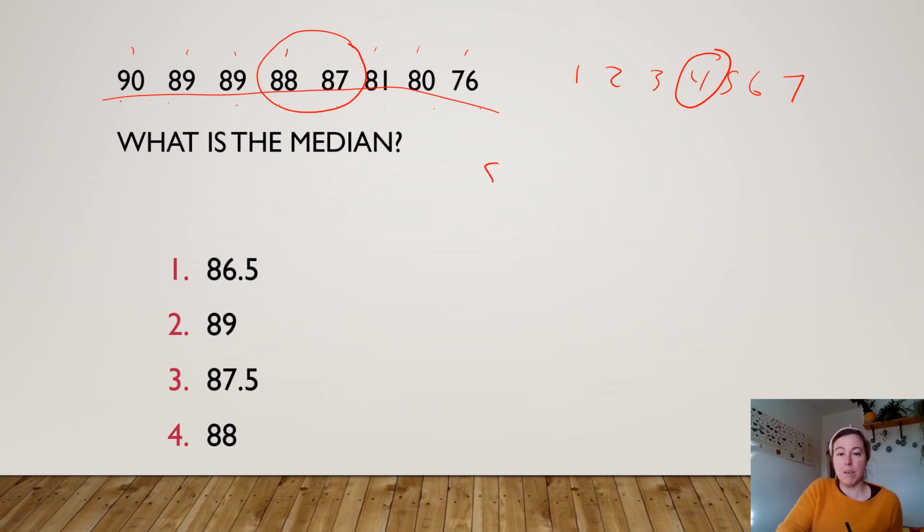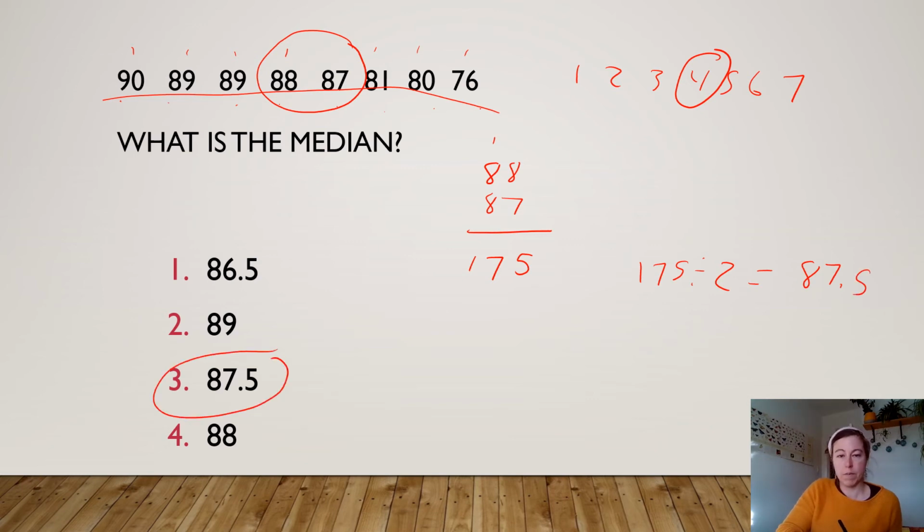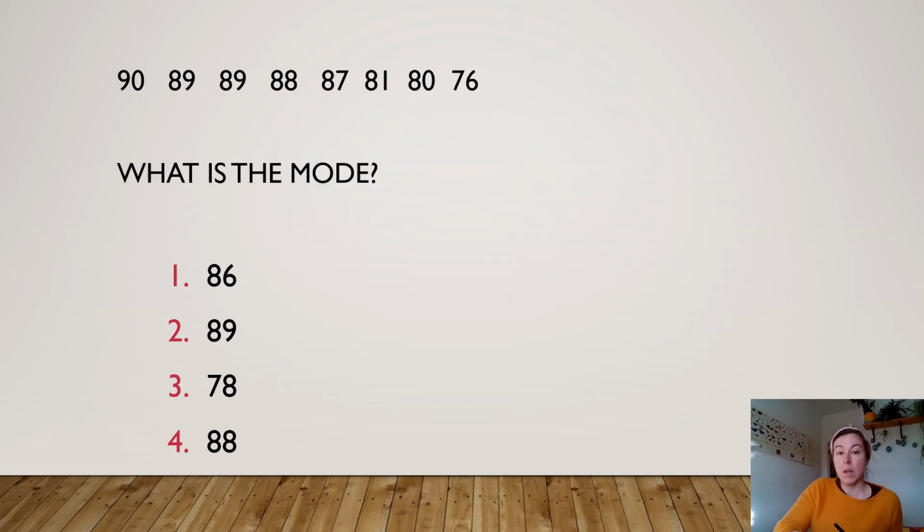But because we have 2, we need to add them up and get the middle, divide by 2, and get the average of these 2 numbers. And then we take 175 divided by 2. The mode is the number that occurs most frequently. In this data set, there's only one number that occurs more than once. So it is our mode.